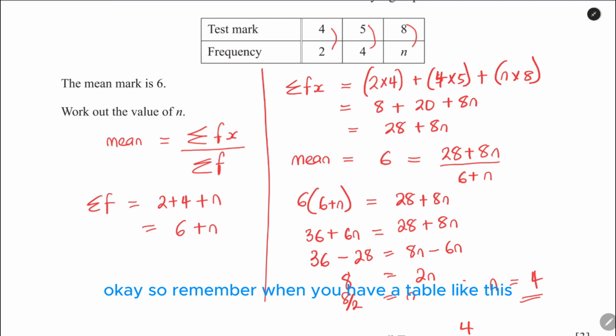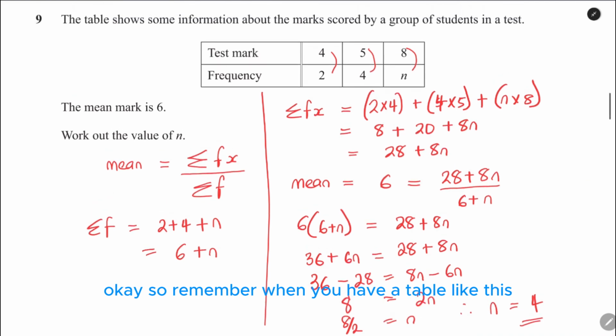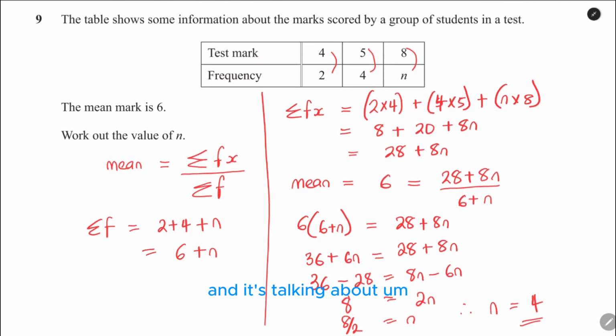Okay, so remember, when you have a table like this and it's talking about a certain number of marks and the frequency, to find out the mean, it is the summation, being adding up the product of the frequency and the mark in each situation, divided by the total frequency.